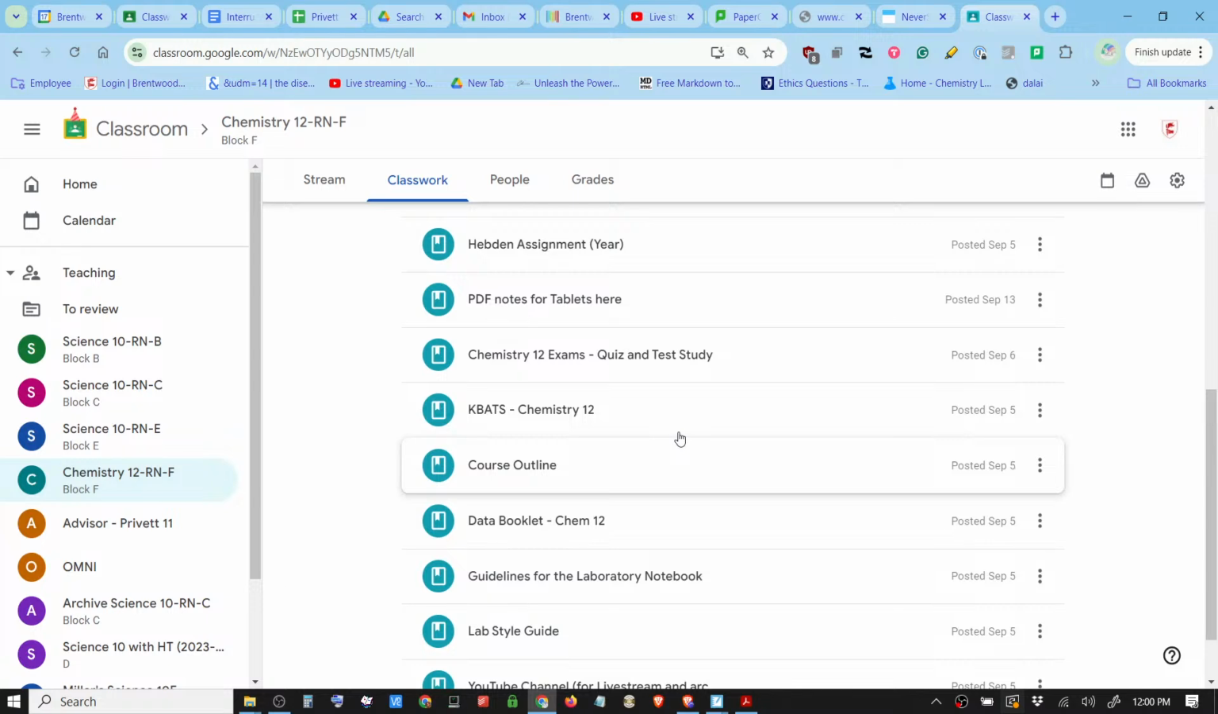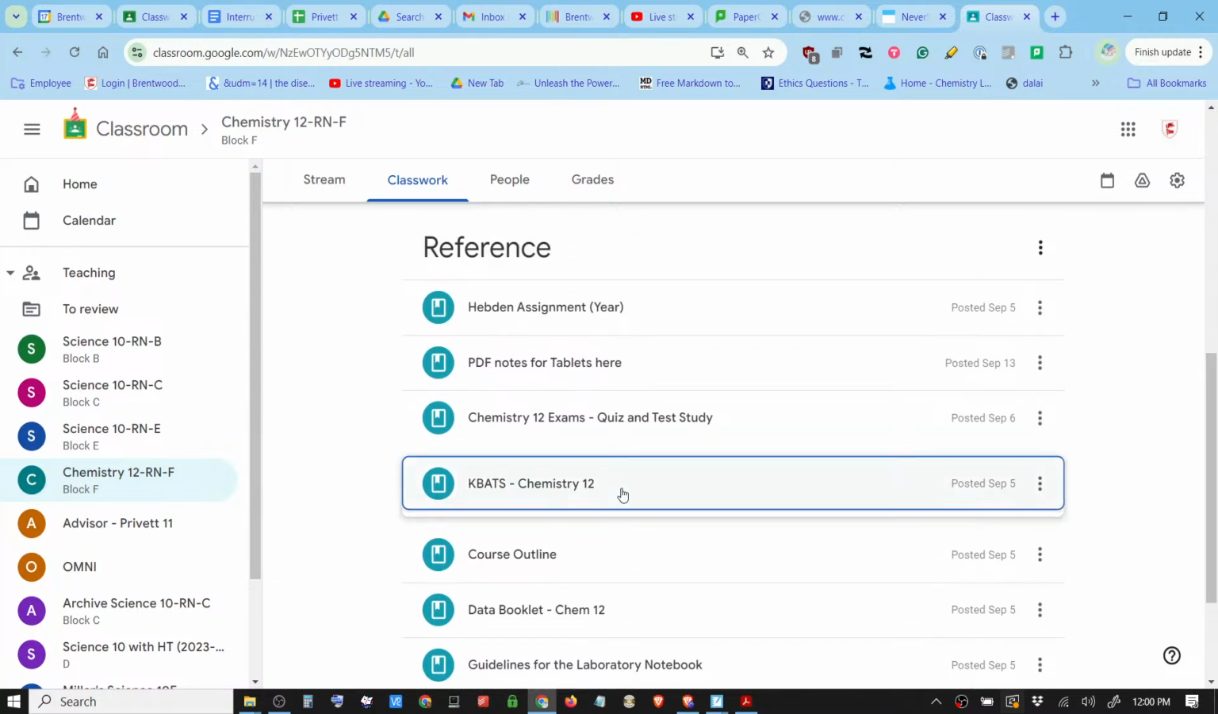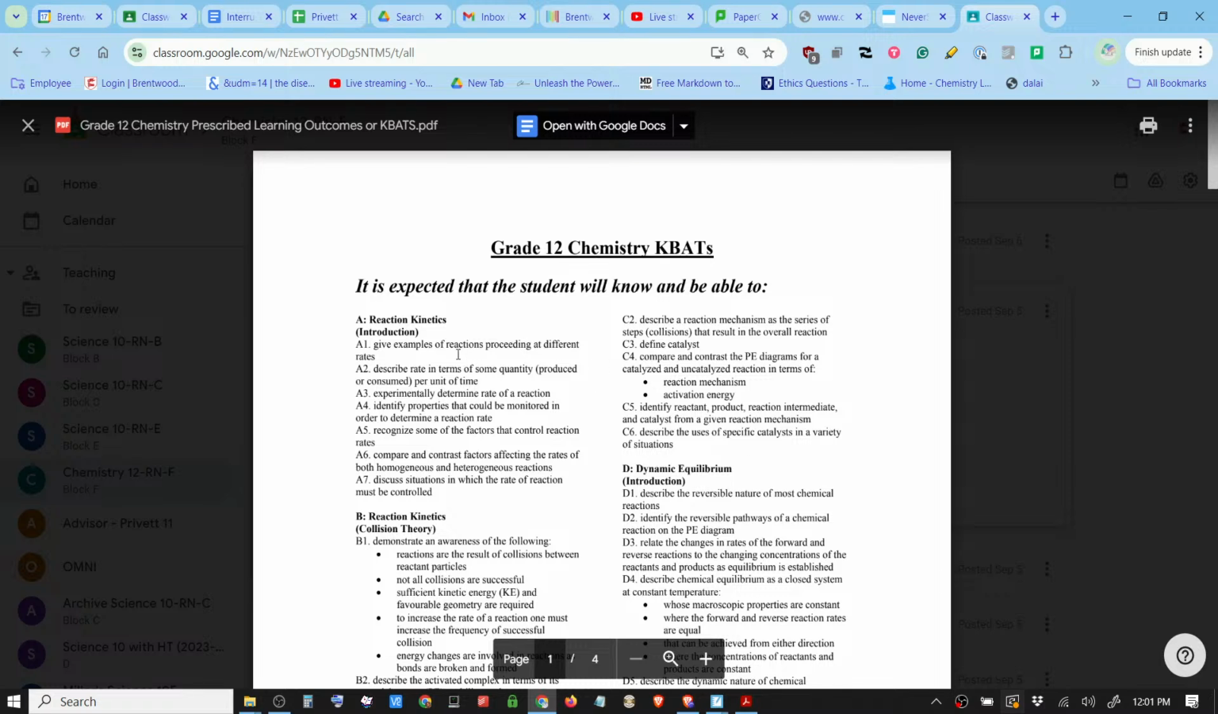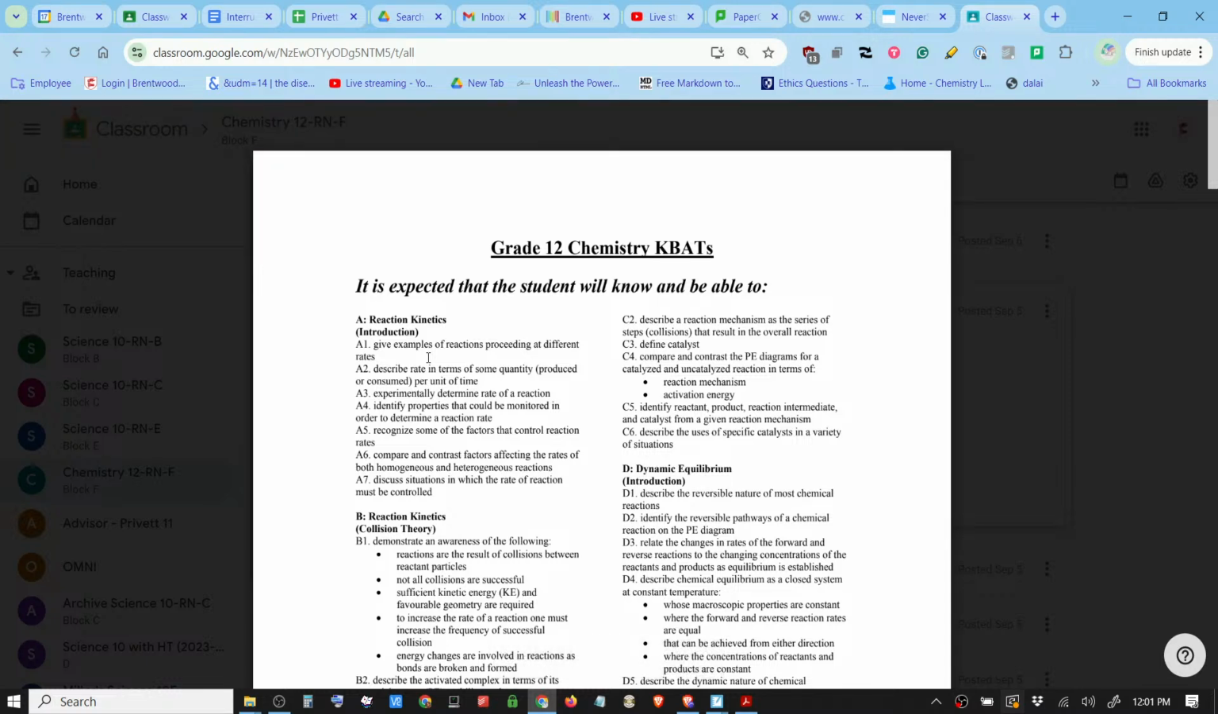If you go down to your handout, KBATs, you should be able to do A1 through A5. Give examples of reactions proceeding at different rates. Describe the rate in terms of some quantity per unit time. Experimentally determine the rate of reaction. That's actually a lab, but we did a little demo, and you have done a little lab. Identify properties that can be monitored in order to determine the reaction rate.